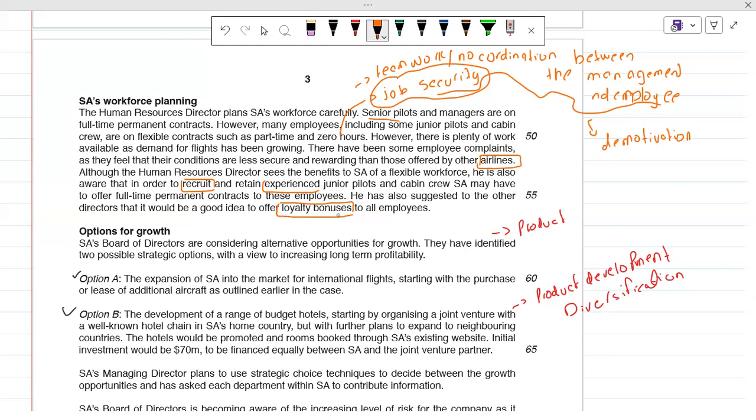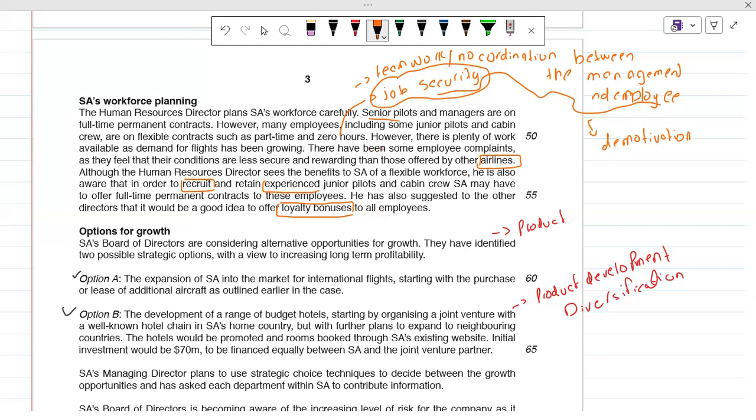And the second thing is, even if they offer these loyalty bonuses to all employees, the job security problem is still there, because they are complaining that their conditions, or their job security, are not good. So if they offer loyalty bonuses, the complaint is still there, because they don't feel any job security in this company.